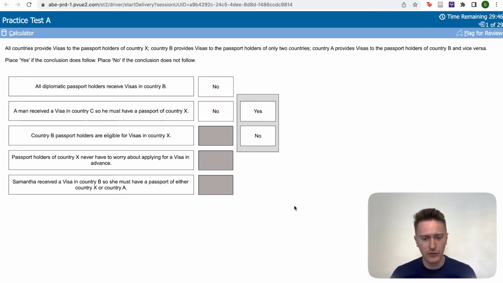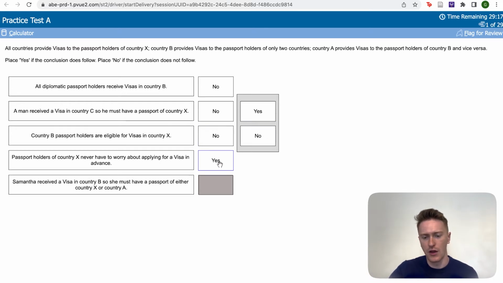Country B passport holders are eligible for visas in country X. Well, we know that X gets visas from everywhere else, but we don't know whether B is eligible or not, so I'm going to put no for that one. Passport holders of country X never have to worry about applying for a visa in advance. Well, yes, that's true. Remember, this section is not so much about the wording of it as much as verbal reasoning is. It's more about the concept. And here, all countries provide visas to X, so they don't have to worry.